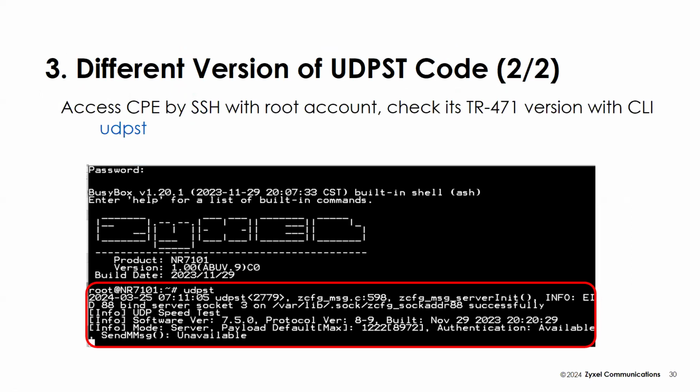We can also use this command if you want to check the current running UDP-ST program version on our CP devices through the command line. We can access our devices through an SSH session with a root account, then type in this command so that we can get the information.